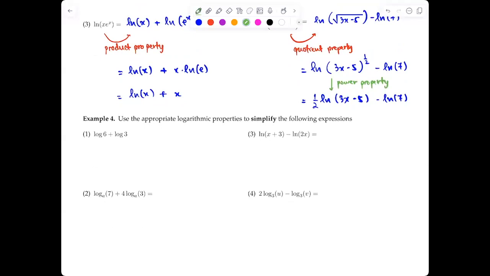So log of 6 plus log of 3, that's a summation. You turn that into a product. So this is equal to log of 6 times 3. We just use the product property. And you get log of 18, whatever that is. The idea here is not to calculate a value, but to combine the two terms into a single term.